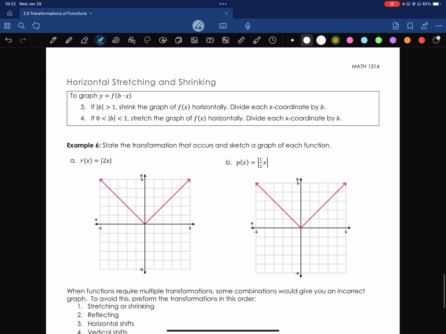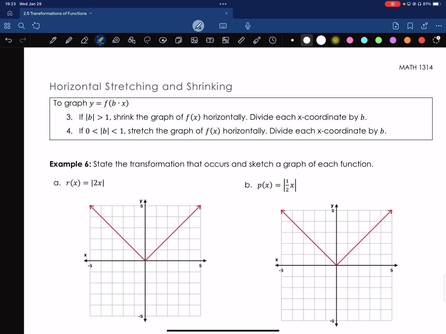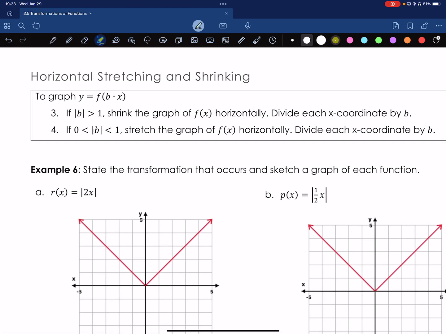Woo! Okay, this last one, this is like the grossest one of them all. I saved the best for last. Okay. It is the horizontal stretching and shrinking. The reason why this one is gross is because it's inside, directly touching the X. And anything that is directly touching the X causes issues for us. Okay. So here we go.